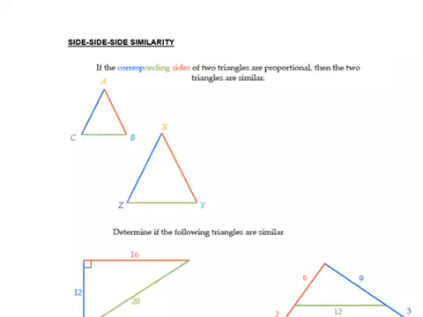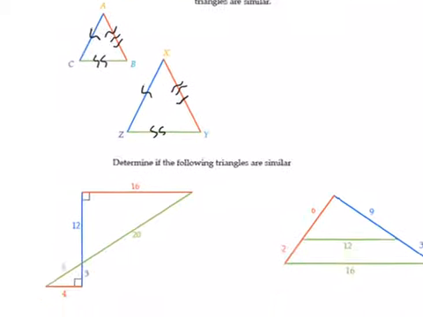Then we have side, side, side. If the sides are proportional, then the 2 triangles are similar. Something I forgot to do in the other video, I apologize, is instead of doing the ticks because they're not congruent, we do like a weird S for similar or proportional. So by the colors, blue, green, and red are similar to blue, green, and red.